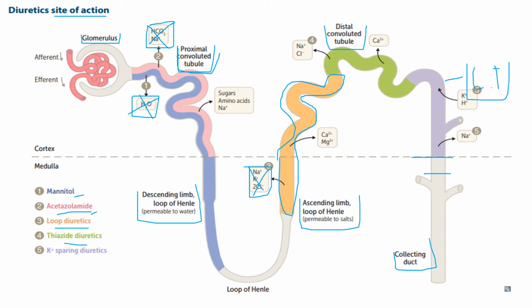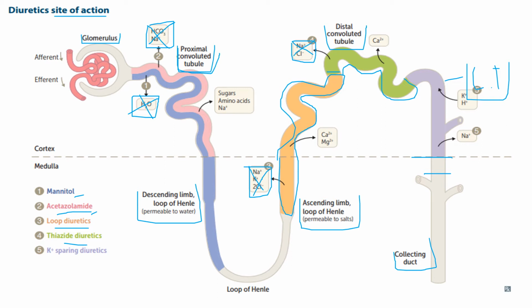Fourth one is the thiazide diuretics, which act mainly on the remaining part of the distal convoluted tubule, as I am showing here. The distal convoluted tubule is normally responsible for the reabsorption of sodium and chloride, which is inhibited after administration of thiazide diuretics.